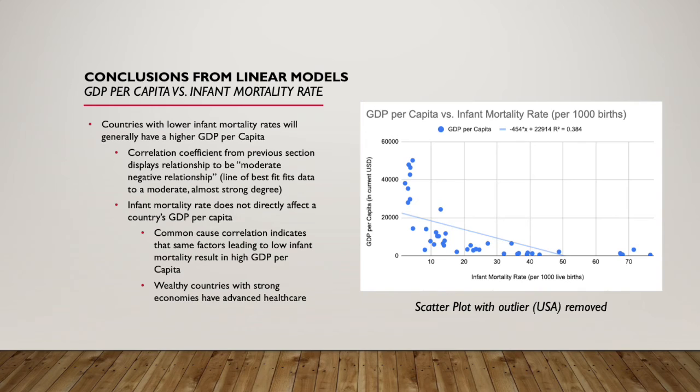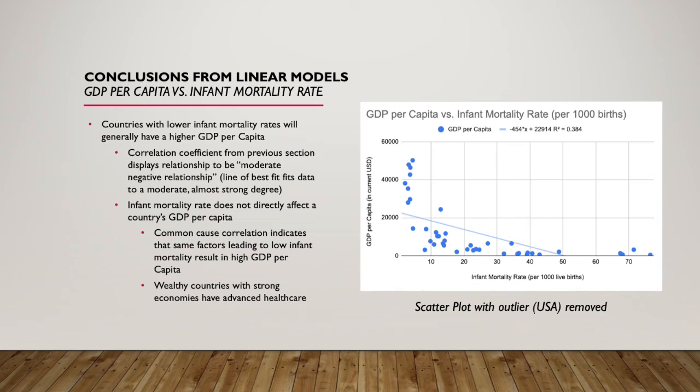The line of best fit in the scatter plot showing the relationship of GDP per capita in current US dollars versus infant mortality rate per 1,000 live births, with outlying values removed, shows that countries with lower infant mortality rates will typically, but not always, have higher GDP per capita values. This is further corroborated by the work done in Section 4.